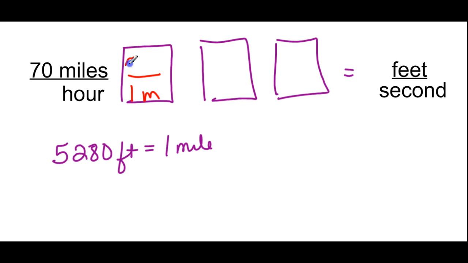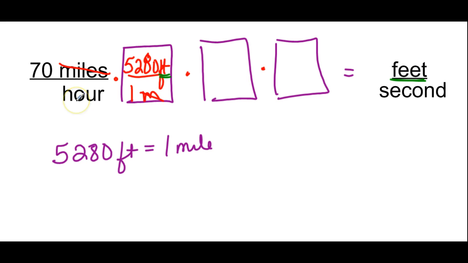So 5,280, that's an 80, feet is 1 mile. Now because of this, it's all going to be multiplication. The word miles cancels out with the word miles. Miles on the top cancels with miles on the bottom. Okay? I'm left with feet. That's what I want to have out here. So I'm good when it comes to that.